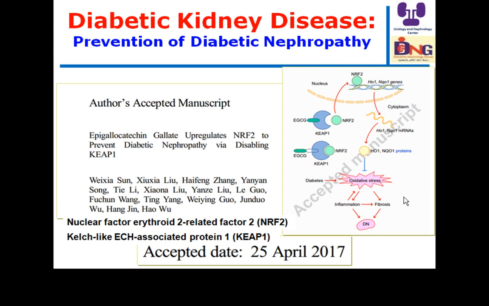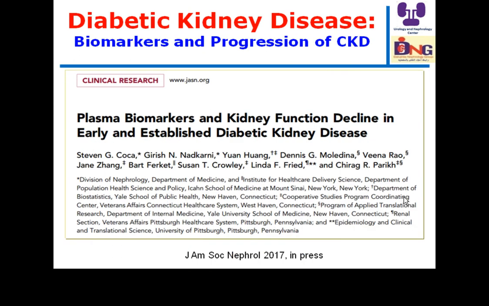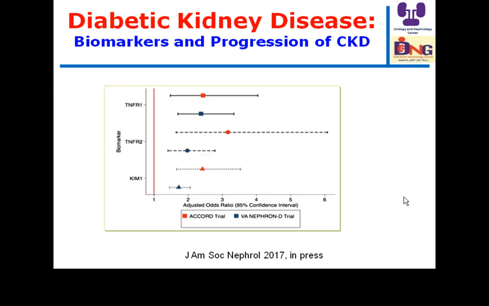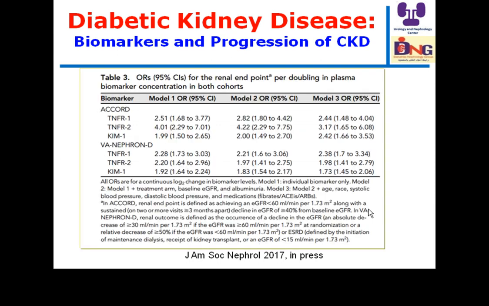But this is one example that the scientists are searching for the management of diabetes, and we need a lot of research. Another point of research in diabetes is how to predict the progression of chronic kidney disease in diabetes. According to Joslin cohorts in type 1 and type 2, there was solidification of the role of TNF receptor 1. And in this study, not only TNF receptor 1, but TNF receptor 1 plus 2 plus kidney injury molecule 1 are important in prediction of progression of chronic kidney disease. And these are the models and odds ratios for the renal endpoints, showing that in these two cohorts, TNF receptor 1, TNF receptor 2, and KIM-1 are working well after many adjustments.